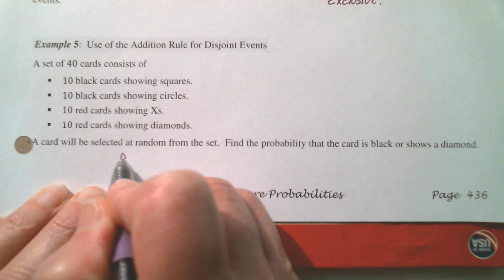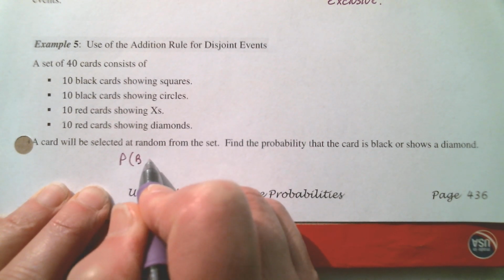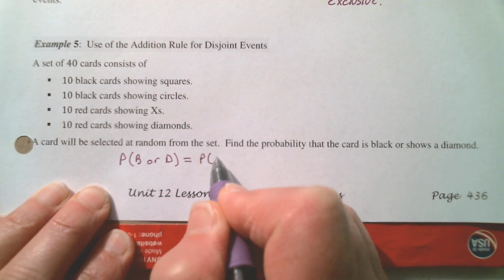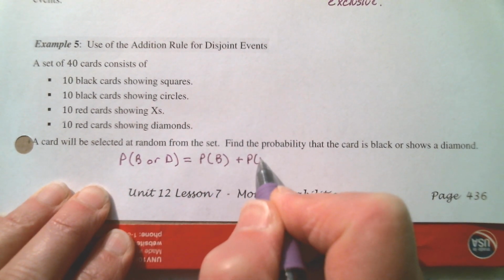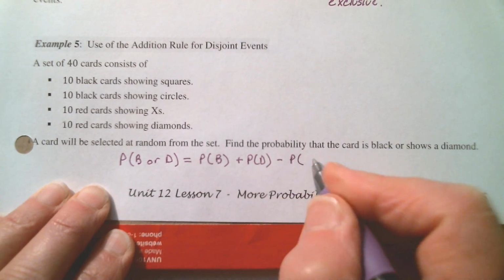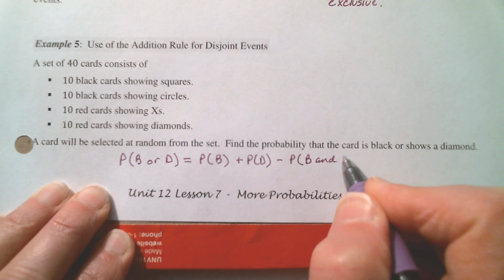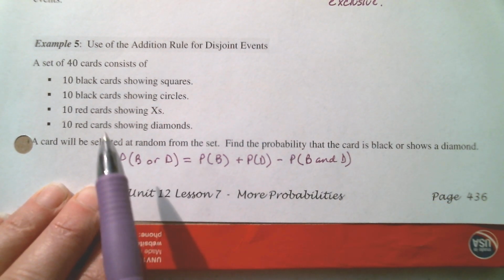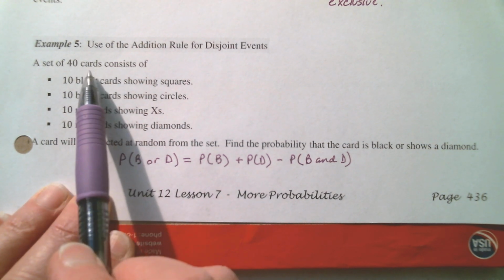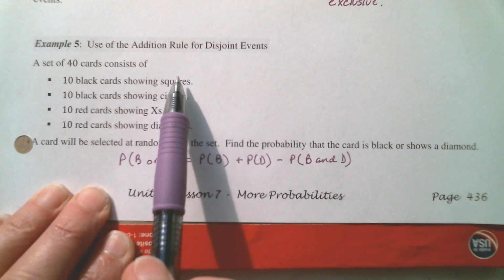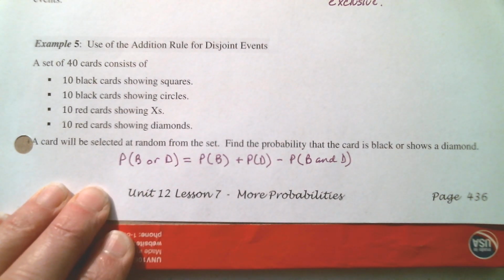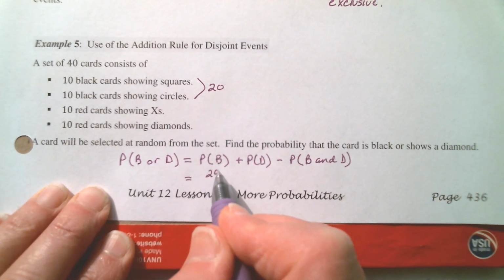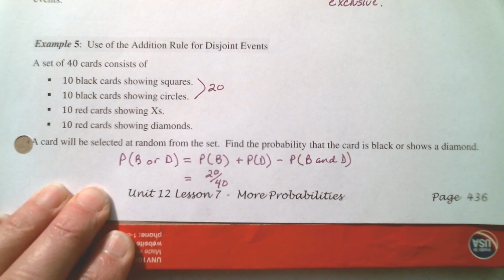All right, so the probability of black or diamonds is going to equal the probability of black plus the probability of diamonds minus the probability of black and diamond. Well, how many black cards are there? There's 10 black squares and 10 black circles. So that would be a total of 20. So that's 20 out of 40 of the cards are black cards.